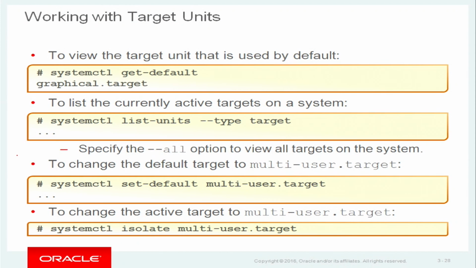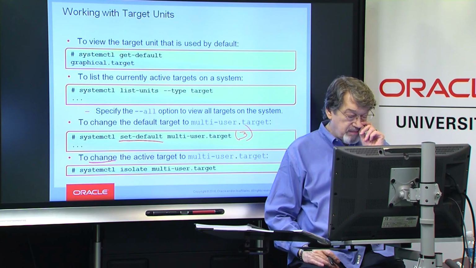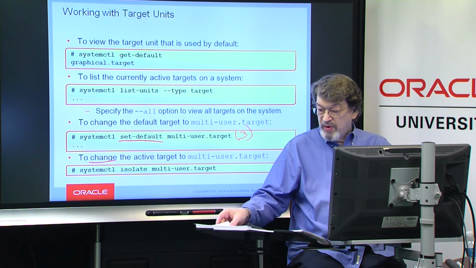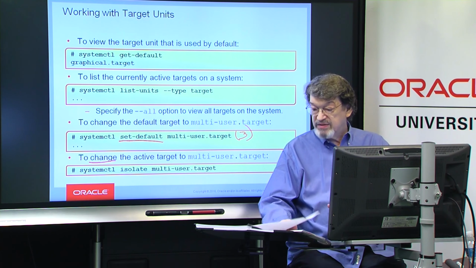Here, we have gone in and with the set default, we've changed from graphical target to multi-user. Once again, that's kind of like run level 3. Okay. So the default is now 3, and to implement that, to change its configuration, you'll use the isolate command. And once again, all of these steps will be worked through as you get into the practice.